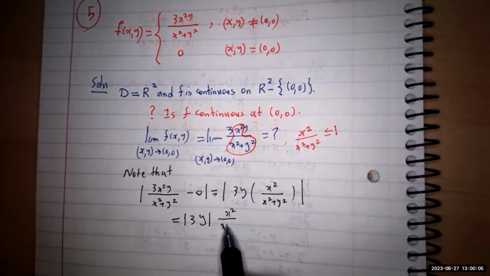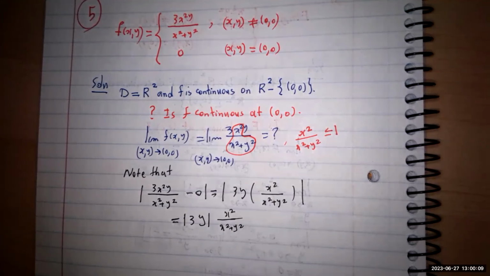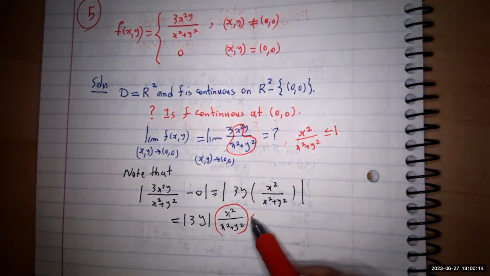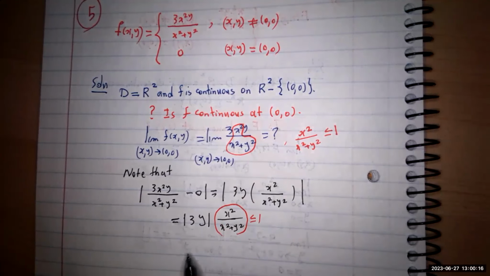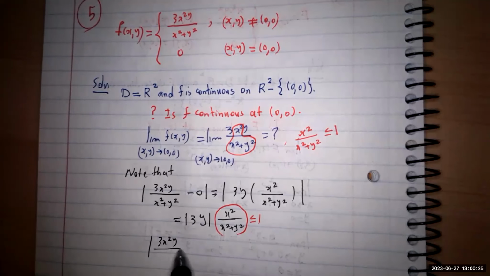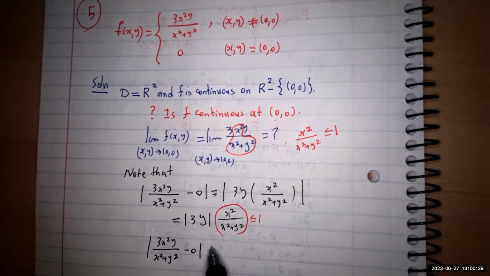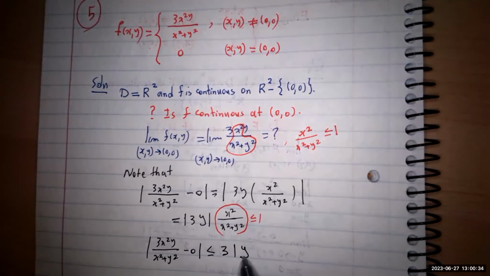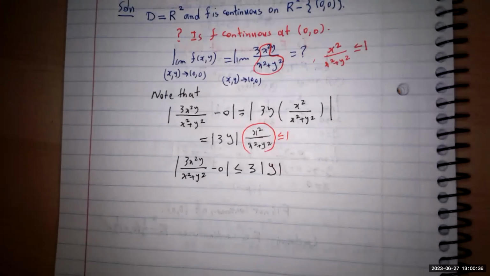x squared plus y squared. But you know that this is less than 1. You see this one is less than or equal to 1, so that makes it into: the absolute value of 3x squared y over x squared plus y squared minus 0 is less than or equal to 3 times the absolute value of y. You have to explain this.